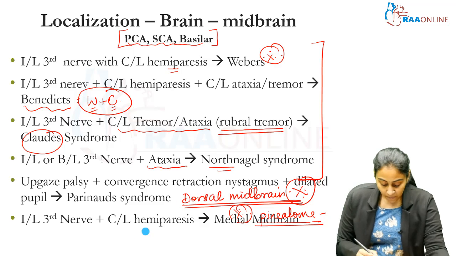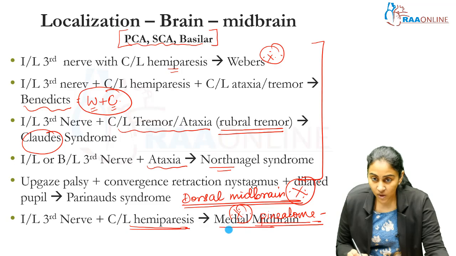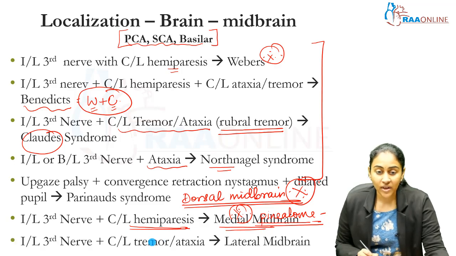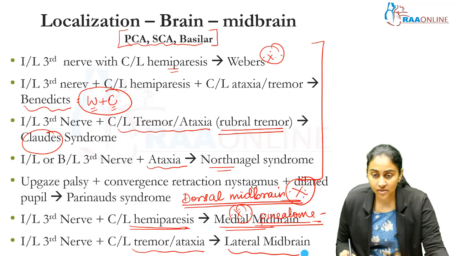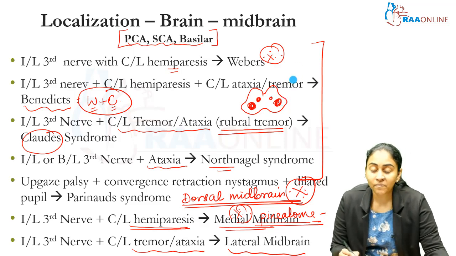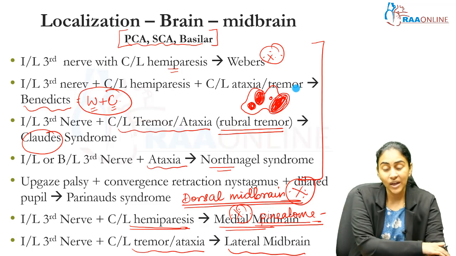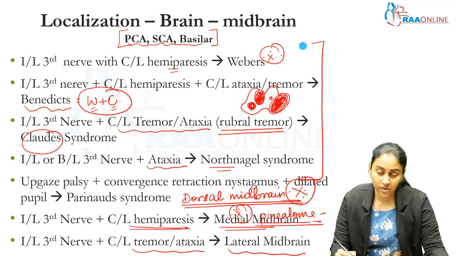And so remember, whenever you have hemiparesis with an ipsilateral third nerve palsy, this localizes it to the medial midbrain. Whenever you have tremor and ataxia, this localizes it to the lateral midbrain. Remember, your corticospinal tracts at the midbrain are slightly more medially placed than your red nucleus, which is more laterally placed. This is the reason that third nerve palsy with hemiparesis localizes it to the medial midbrain, whereas third nerve palsy plus a rubral tremor or ataxia, which is because of the red nucleus, localizes it to the lateral midbrain. So, remember this important point.